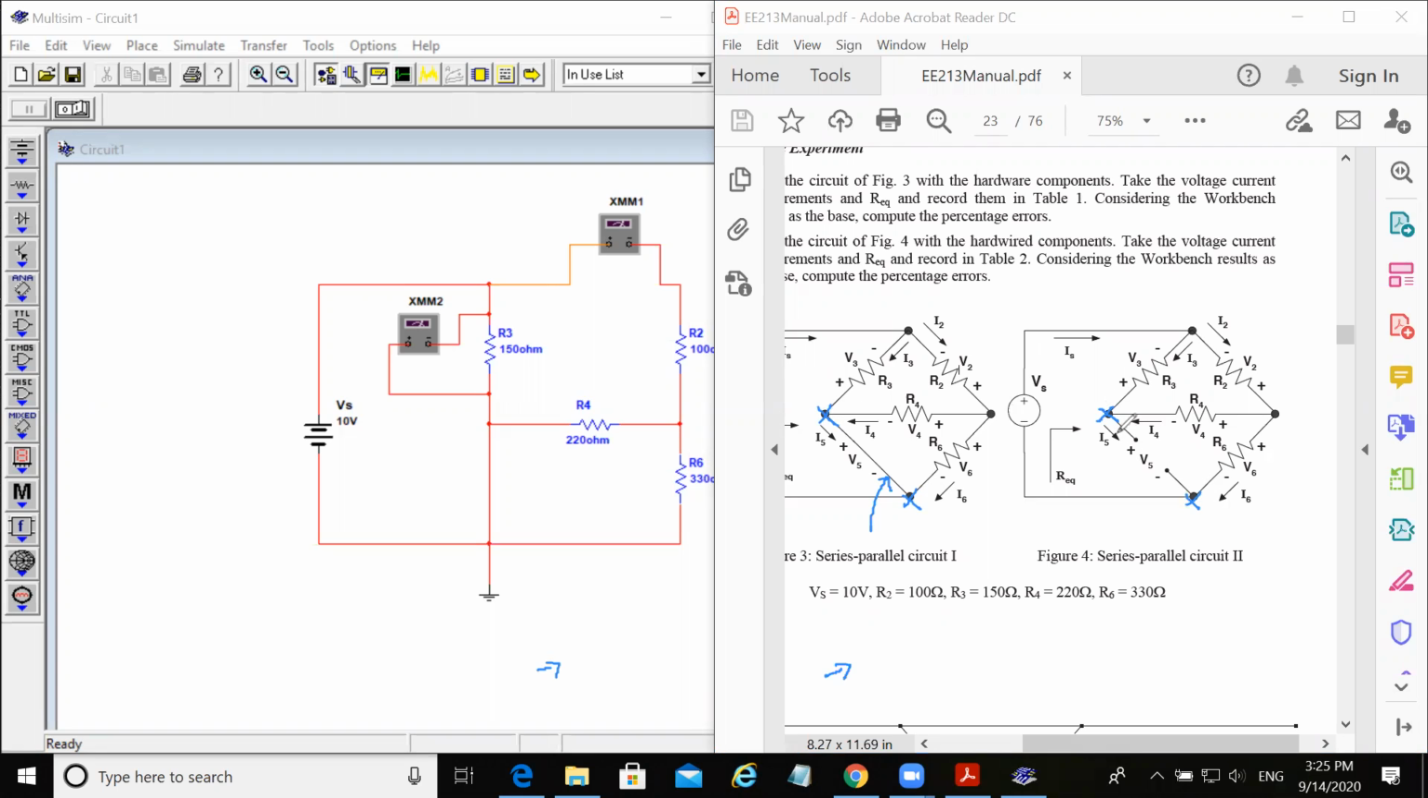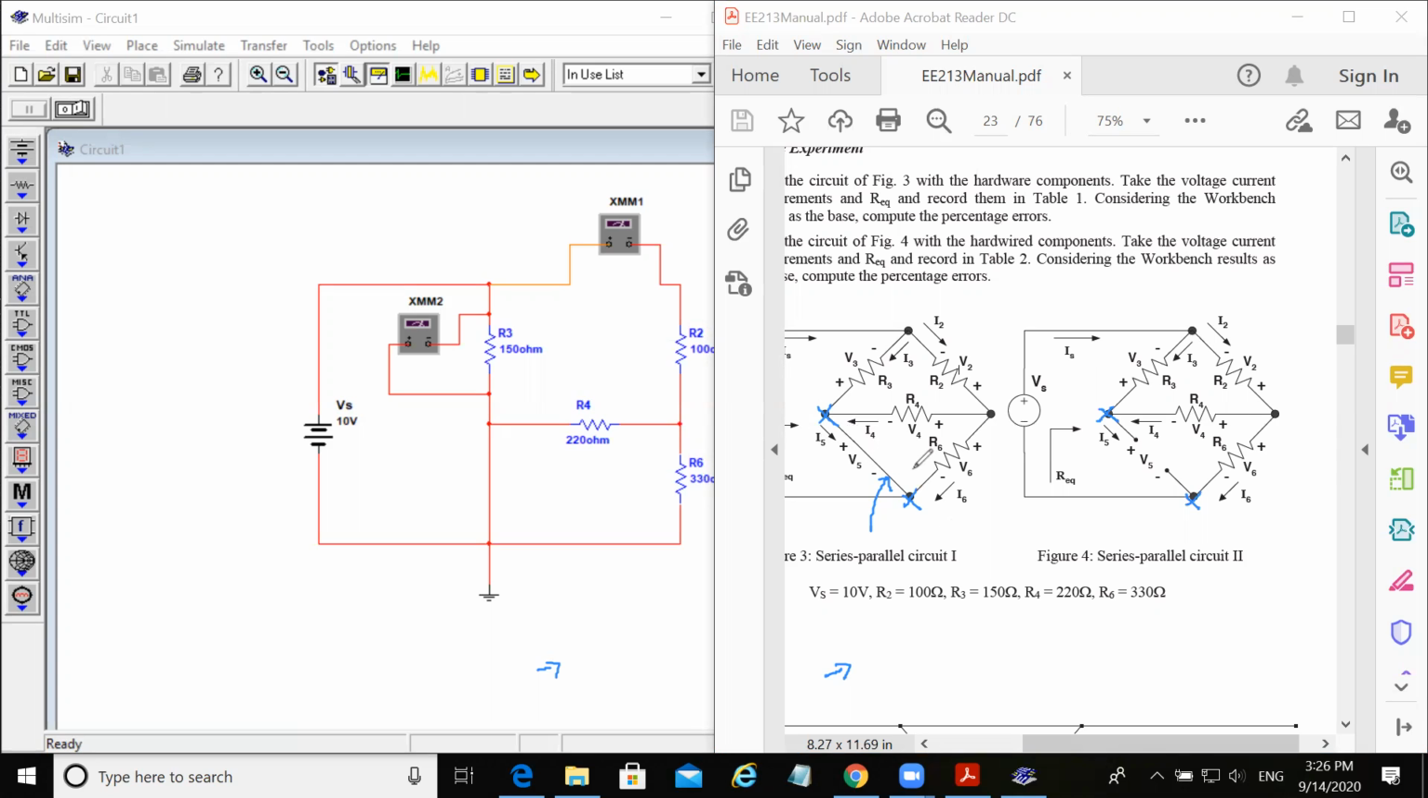They are not connected, which means that there will be no current flowing in this direction because it is an open circuit. On the other hand, there will be some current flowing from this node to this node. There will be some I5. I5 will be a non-zero current. On the other hand, V5 is the potential difference between these two nodes. Since these two nodes are nothing but the same thing, and there is nothing connected in between, I would say that V5 will be 0.